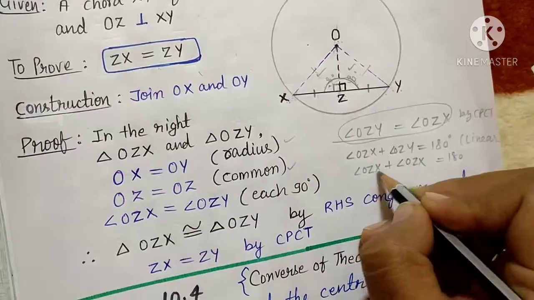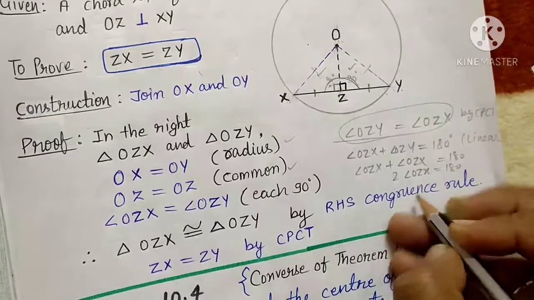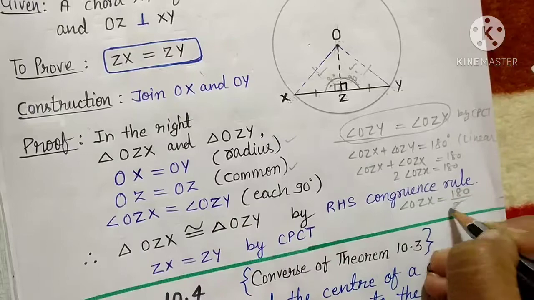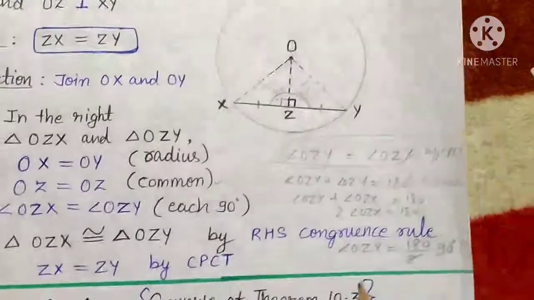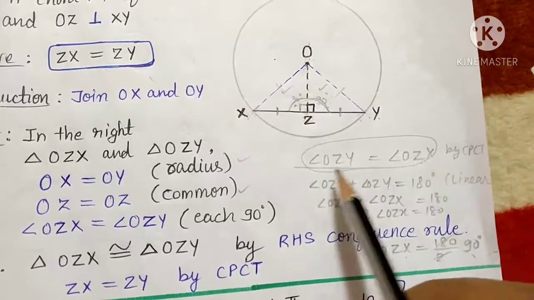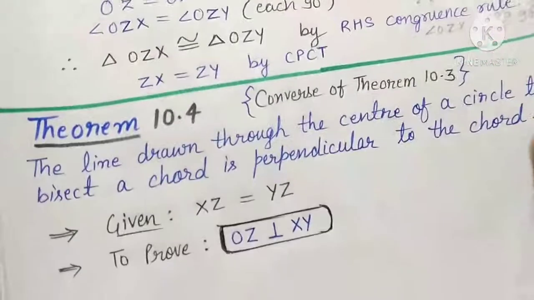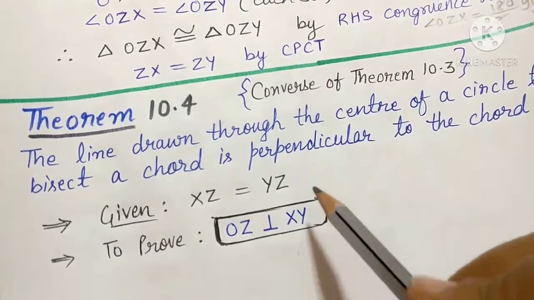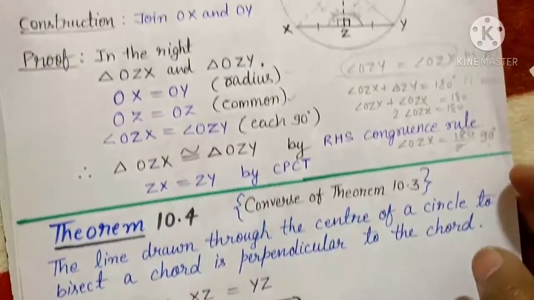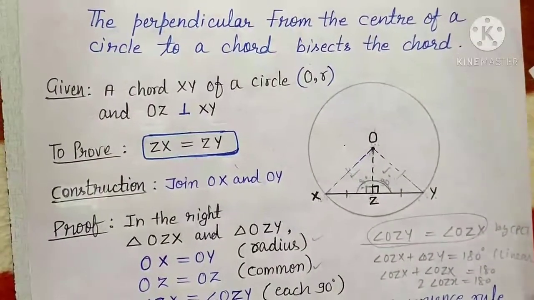So how many OZX? Two angles OZX equal 180. So what will happen? This 2 will go downside. So angle OZX equals 180 divided by 2. It means 90 degrees. So OZX equals 90 degrees. If angle OZX equals 90 degrees, therefore OZY is also 90 degrees. In this way we can prove this converse of the 10.3 theorem, that is the 10.4 theorem. Okay, I hope it is clear. So on the basis of these theorems 10.1, 10.2, 10.3, 10.4, we can solve the coming questions.